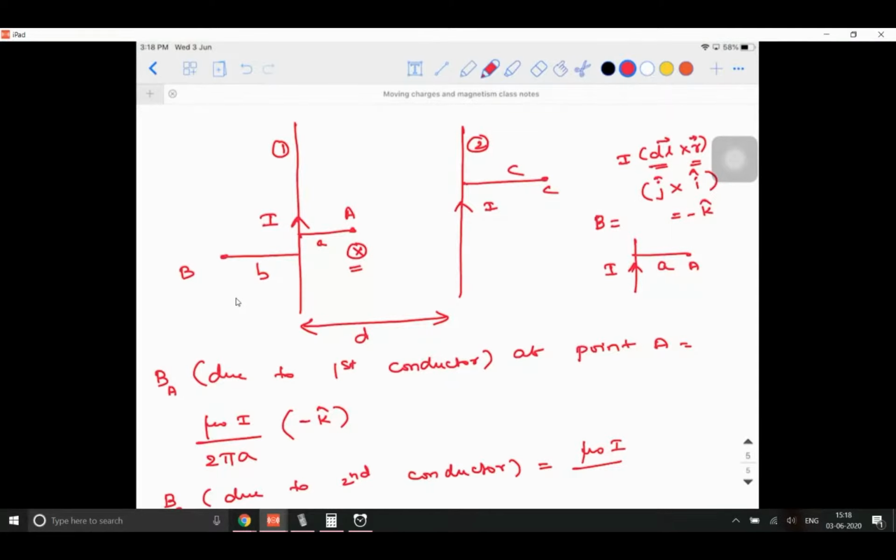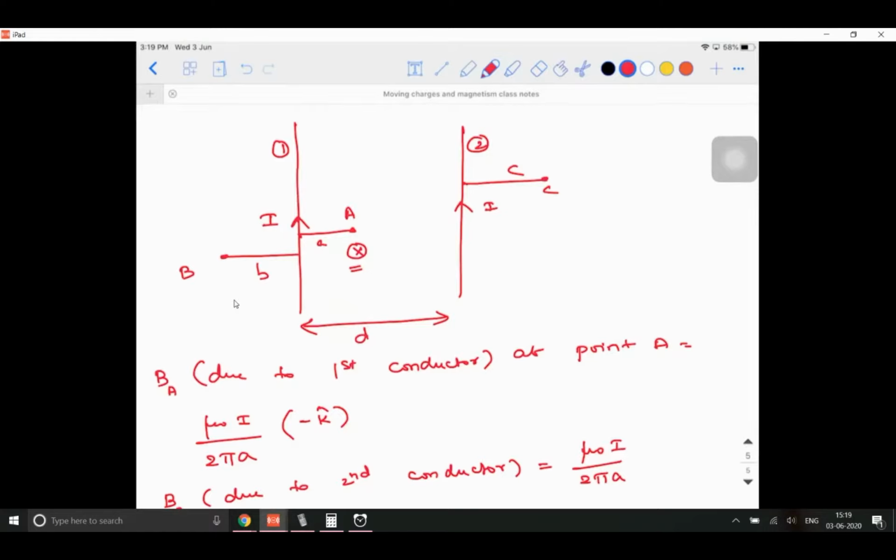2 pi a. It is again 2 pi a. So mu naught I divided by 2 pi a. Now what is going to be the direction? Again, how to find the direction is observe it carefully. Yes, somebody told the answer. K cap. K cap is right, but how did he get it?